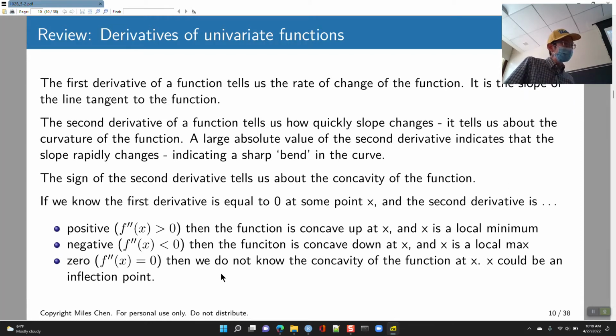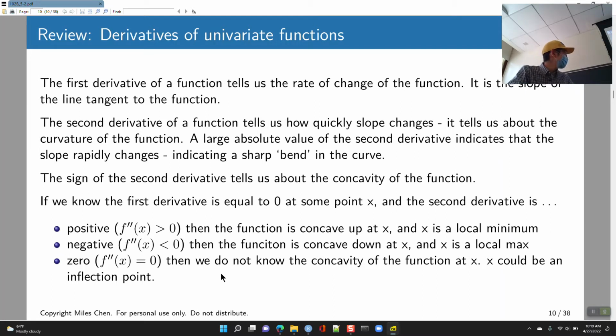The sign of that second derivative tells you about the concavity, right? Whether you're concave down or concave up. So a positive second derivative means you are concave up. You're going from negative slope to positive slope. So that's going to form a bowl, a concave up. Whereas a negative second derivative would indicate you have concave down, and if the derivative is equal to 0 at some point x, that is going to be a local max.